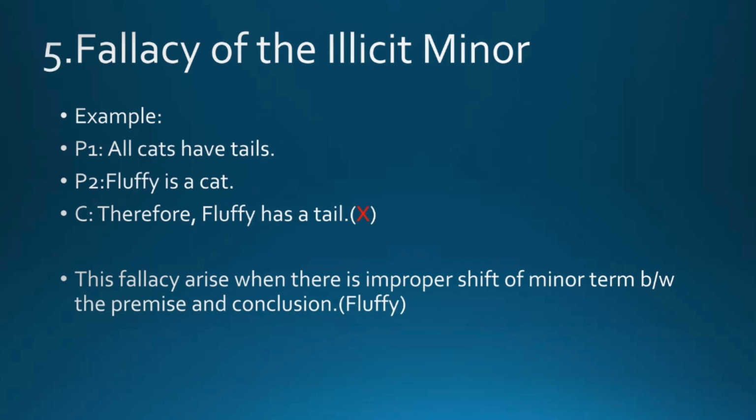5. Fallacy of the illicit minor. This fallacy is similar to the illicit major, but it involves the minor term, the subject of the conclusion. This occurs when the minor term is improperly shifted between the premise and conclusion. Example: all cats have tails. Fluffy is a cat. Therefore, Fluffy has a tail.